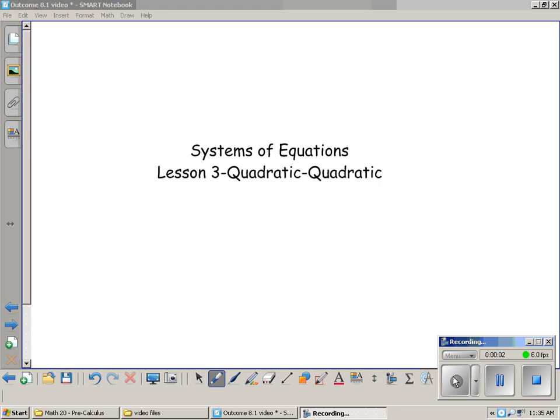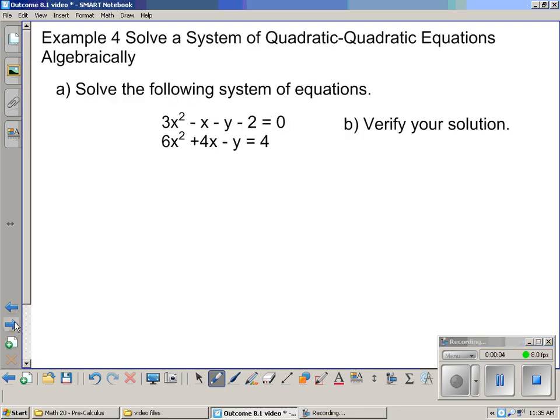Systems of Equations, Lesson 3, Quadratic. So this time we're going to solve a system that involves two quadratic equations. The first step is to rearrange them so that all of our like terms line up. So my x squareds are okay, my x's are okay, my y's are okay, but my numbers are not.